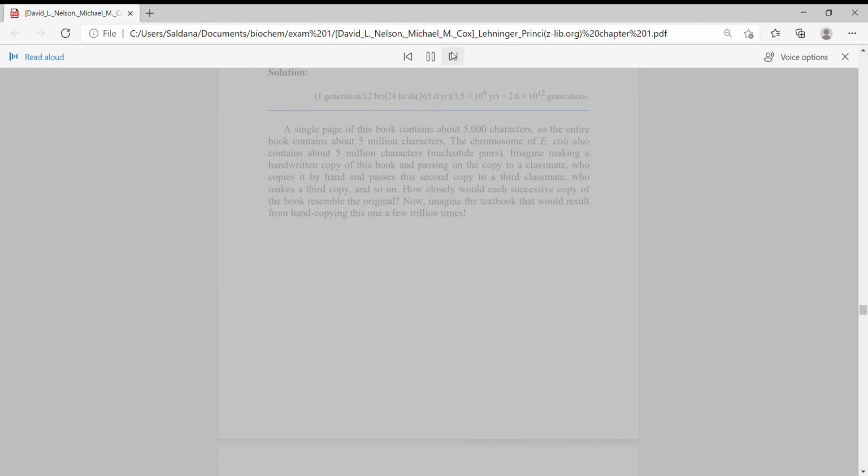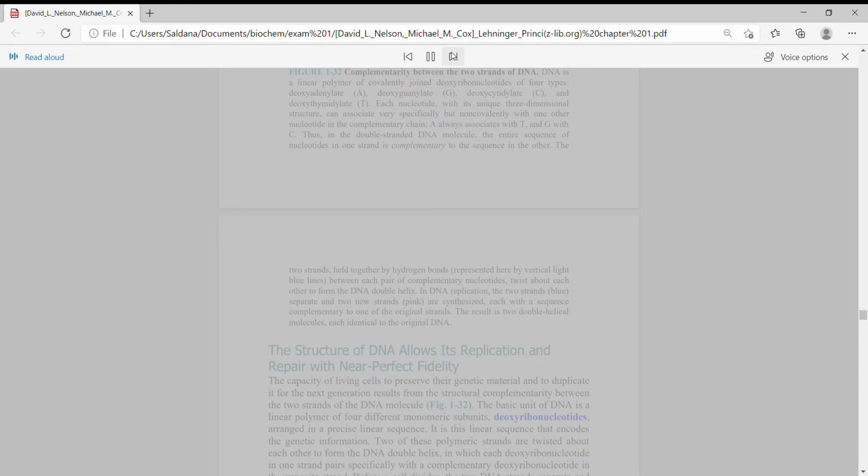Worked Replication. Solution. 1 gen. A single. Figure 1-30. 2 strands.